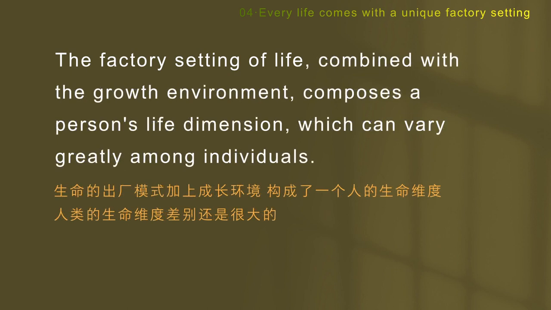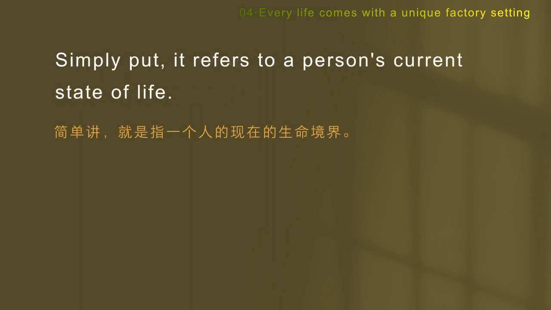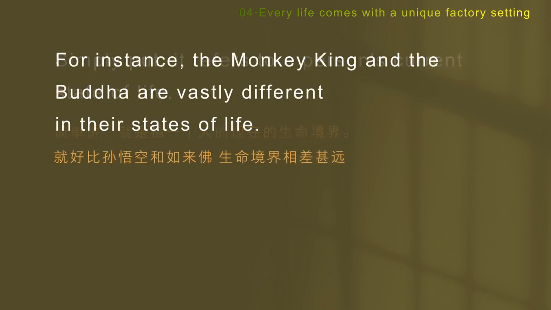The factory setting of life, combined with the growth environment, composes a person's life dimension, which can vary greatly among individuals. So, what is the life dimension? Simply put, it refers to a person's current state of life. For instance, the Monkey King and the Buddha are vastly different in their states of life.